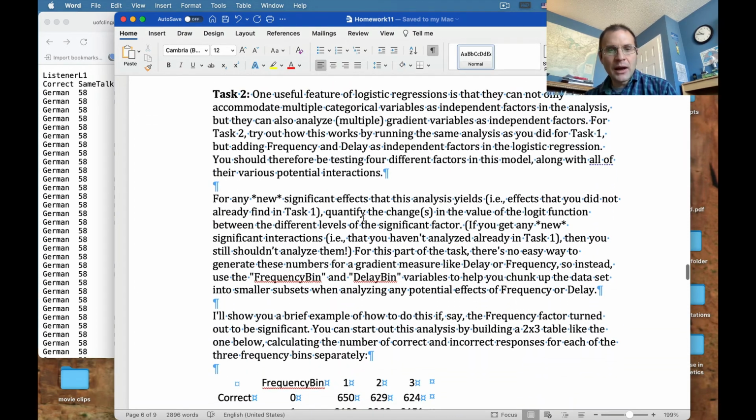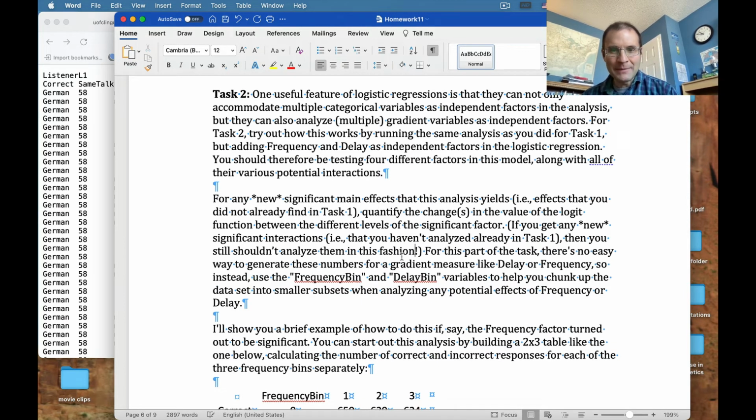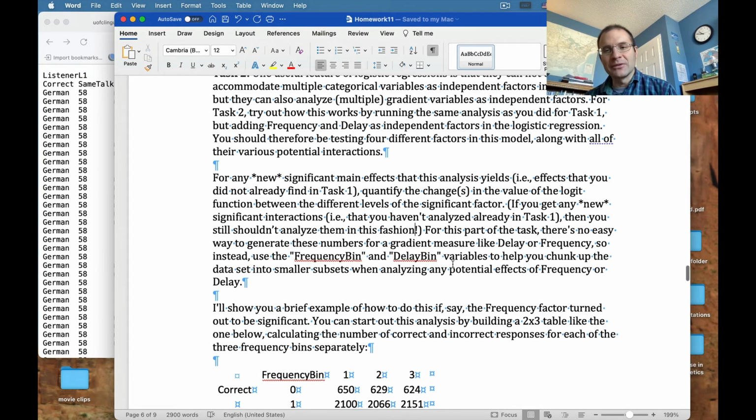So for that, I want you to quantify the changes in the value of the logit function between the different levels of the significant factor. And just to make this explicit, I'll put new significant main effects that this analysis yields. So if you get any new significant interactions, then don't worry about them. You still shouldn't analyze them in this fashion. How about that? Okay, so for this part of the task, there's no easy way to generate numbers like this for a gradient measure like delay or frequency.